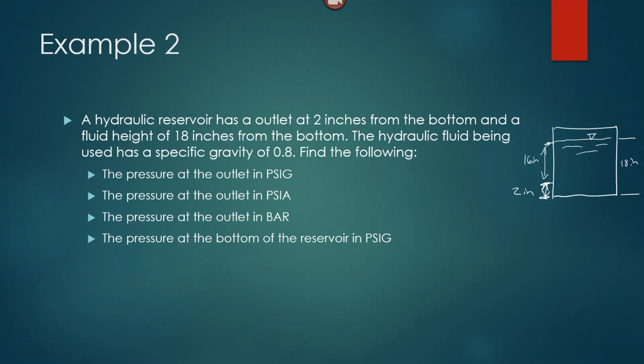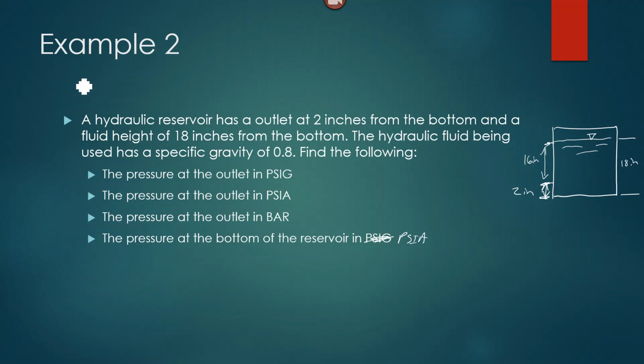So find the pressure at the outlet in PSIG, find it in PSIA, and find the pressure at the outlet in bar. The first thing to do is to find the pressure at the outlet in PSIG, which shouldn't be too hard.